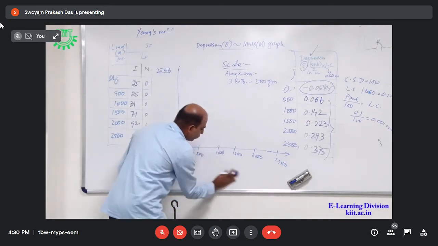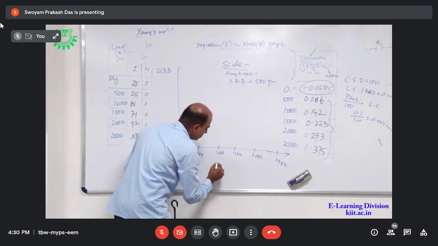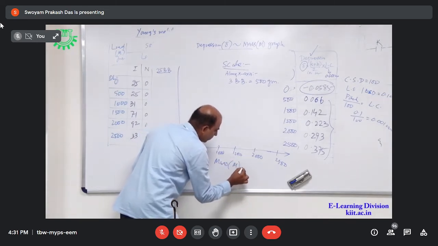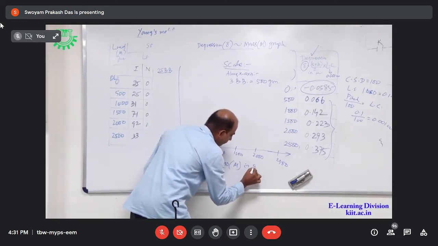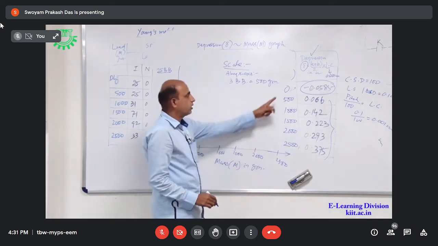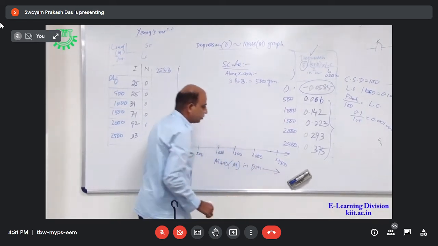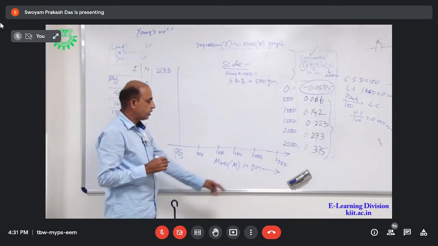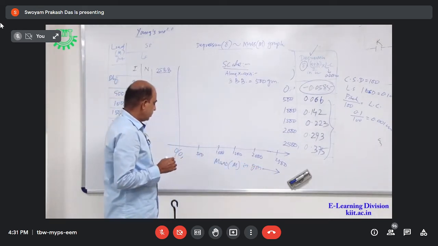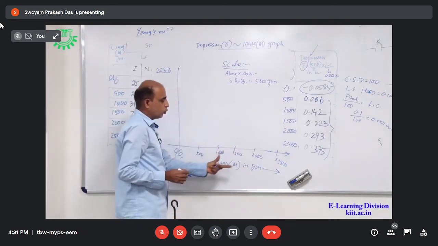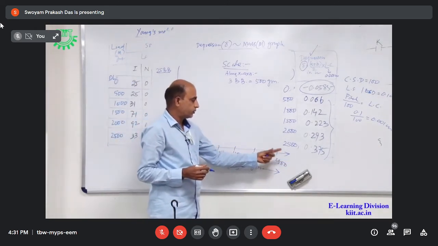We will mention on the x-axis that it is mass m in gram, because we have taken these loads in gram. That is to be mentioned along the x-axis by giving an arrow mark. So if we take like this, then the whole x-axis can be covered.